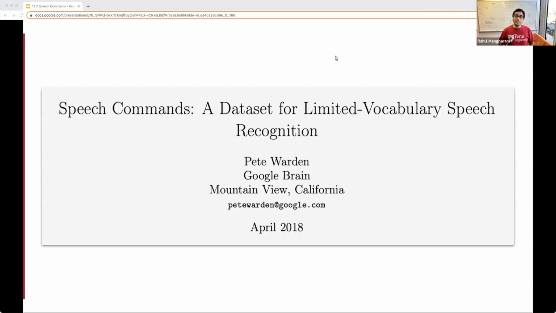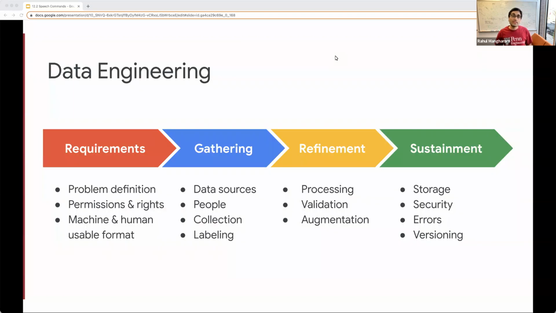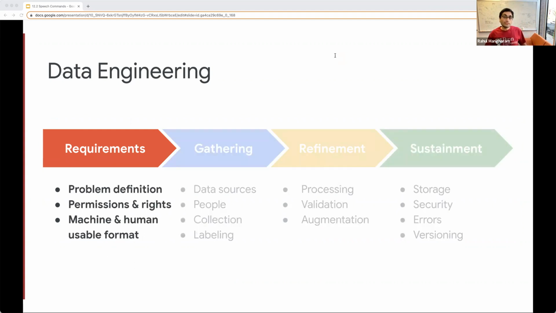So recall that speech commands is a data set that Pete Warden put together in 2018. Now, this data set pretty much had to go through these fundamental steps. Any data set goes through these steps. You've got a set of requirements that motivate why you are building this data set. Then you have to figure out how you're actually going to gather the data. And then you have to clean the data, and then you have to continue to improve that data. So let's go through each and every one of these steps.